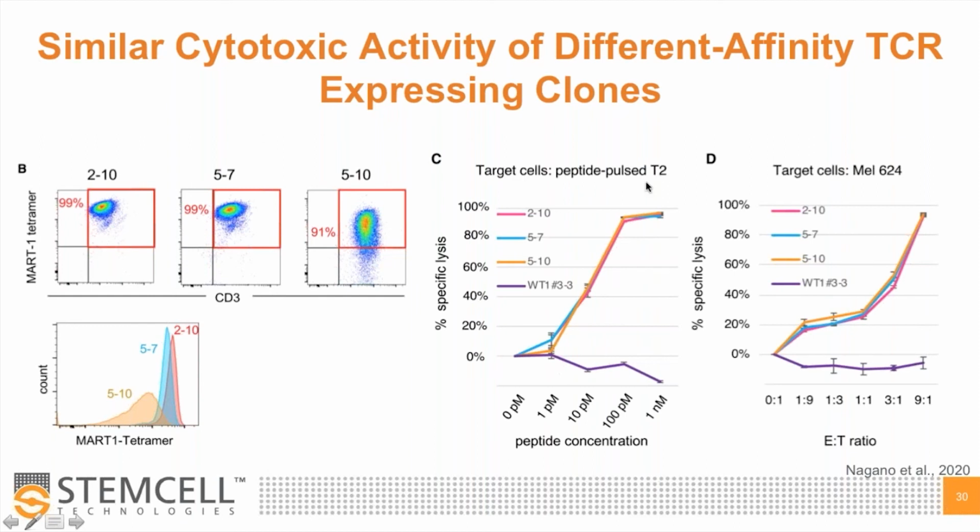They then did some in vitro killing assays using peptide-pulsed T2 target cells, and they see that regardless of whether the TCR has high, moderate, or low affinity, the killing of the T2 target cells is virtually identical. In contrast, a TCR specificity that's not present in the T2 target cells gives no killing. It's the negative control. Similarly for the melanoma MEL624 cell line, we again see virtually identical killing with high, moderate, and low affinity TCRs, and no killing for the negative control.